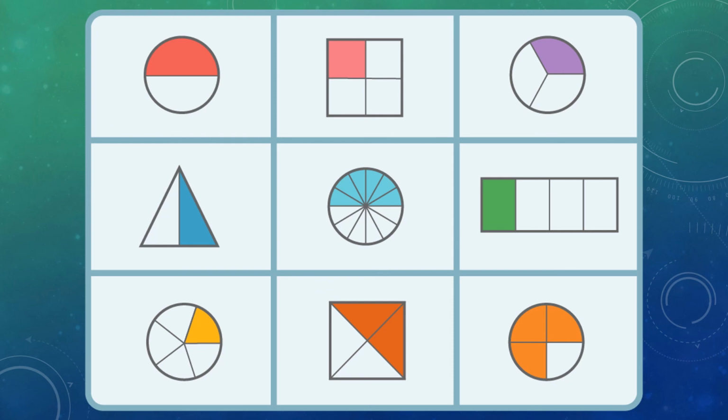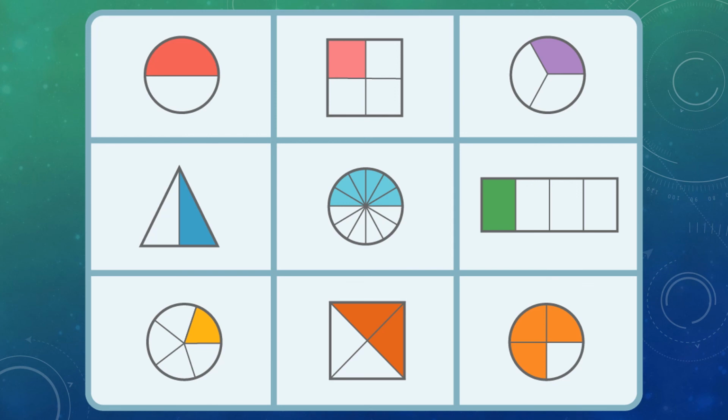To figure out the denominator or the bottom number, all you have to do is count all of the parts that created that whole. Even the ones that are shaded or unshaded, everything counts for the denominator.